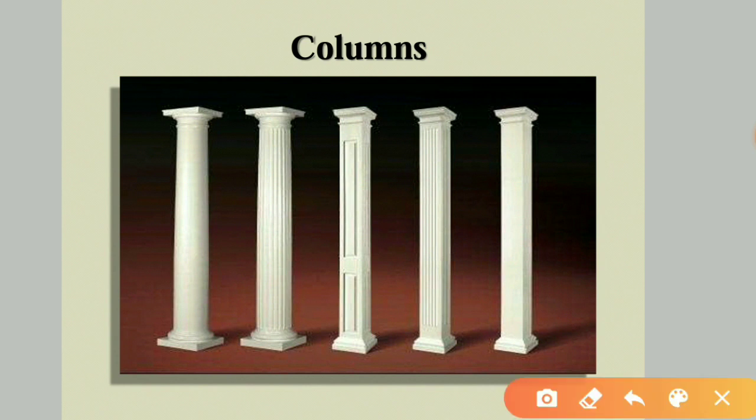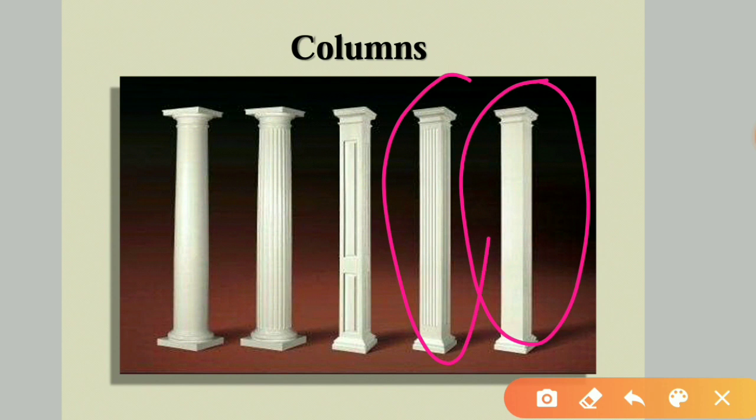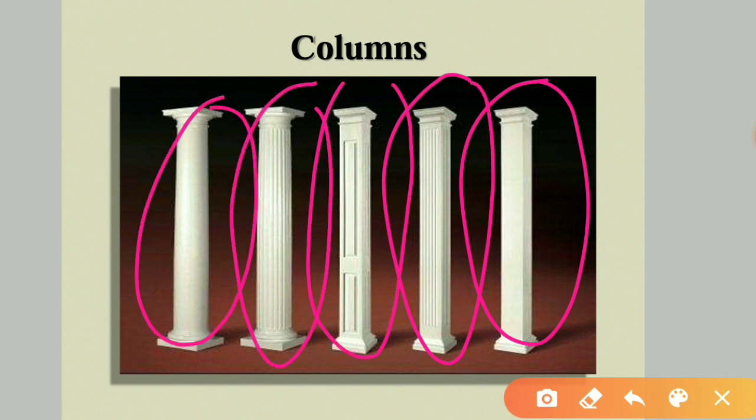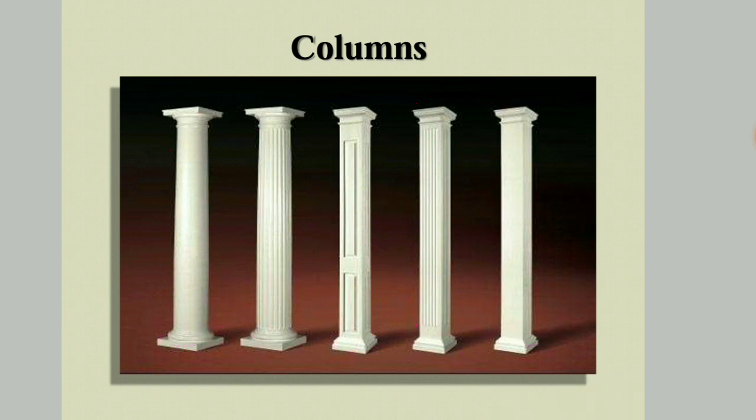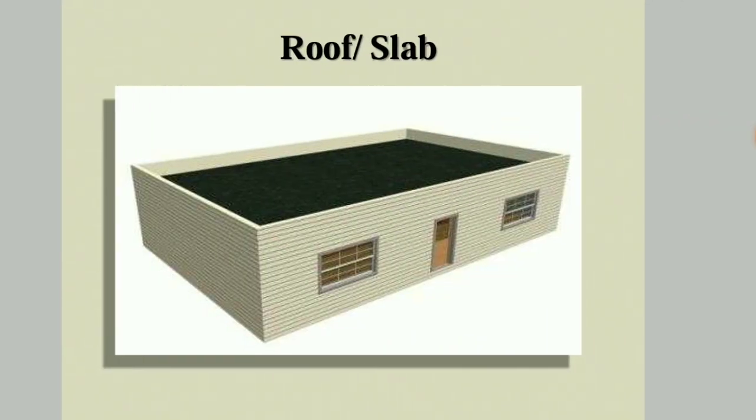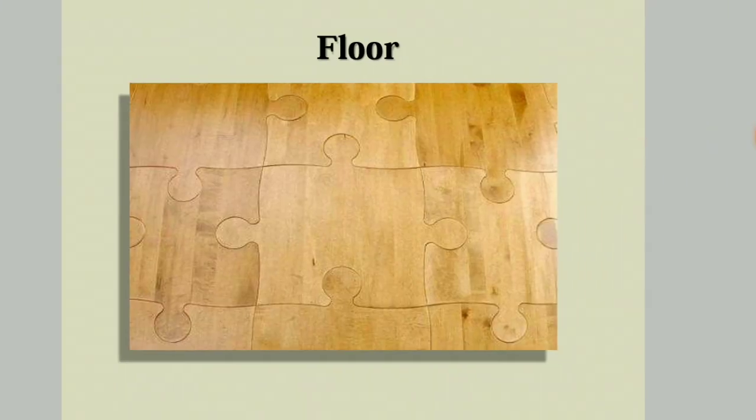Here you can see different types of columns: a square column, a rectangular column, and a circular column, where the column cross section is circular. Roof slab: here you can see this is the open space, open top, so over that open top we are going to provide a roofing.